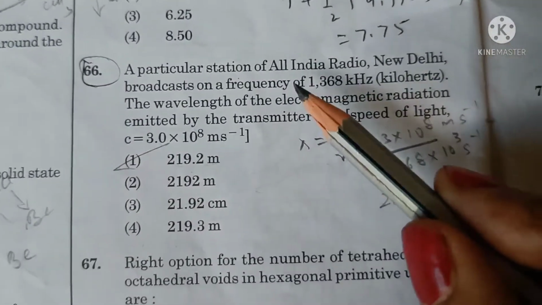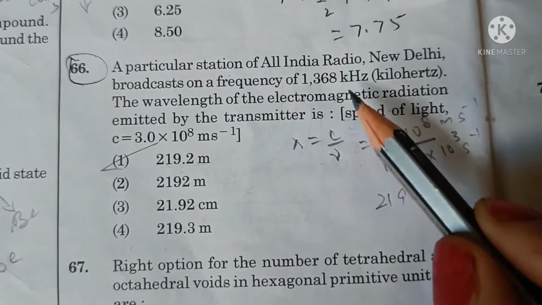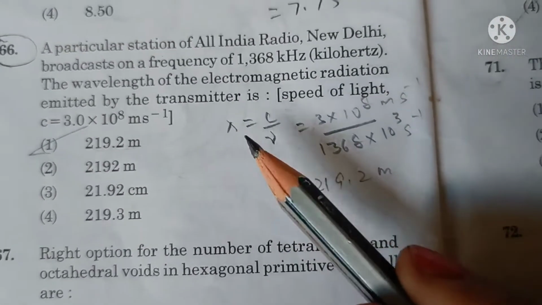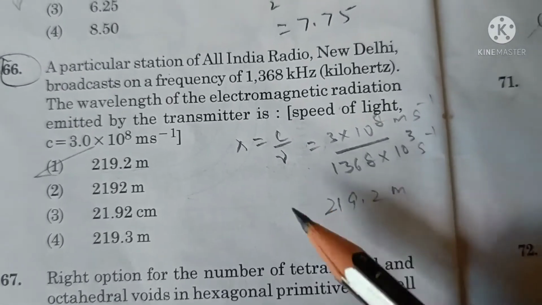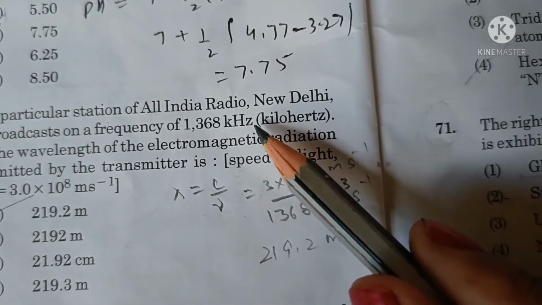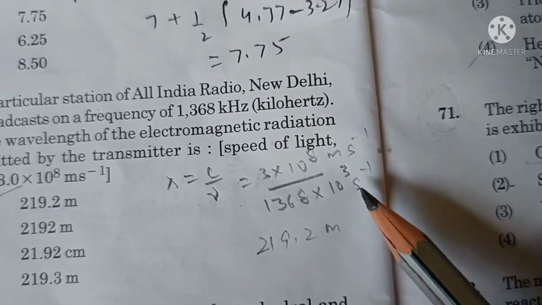A particular station of All India Radio, New Delhi, broadcasts on a frequency of 1368 kilohertz. So the wavelength will be, as you know, lambda is equal to C by nu. C is 3 into 10 raised to the power 8 meters per second. And nu is given as 1368 into 10 raised to the power 3, because it's kilohertz, so 10 raised to the power 3 hertz.